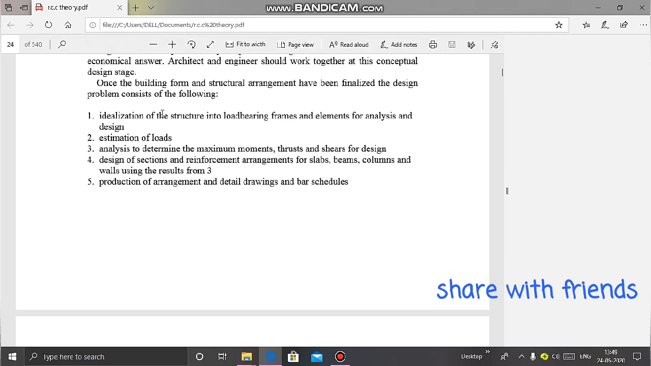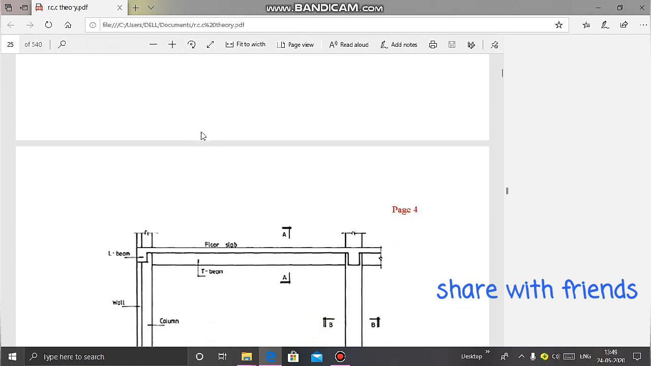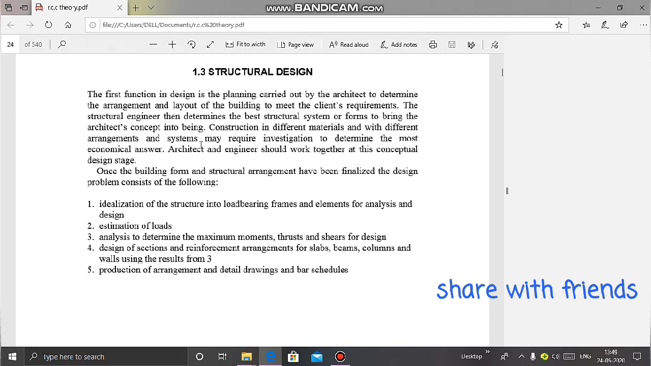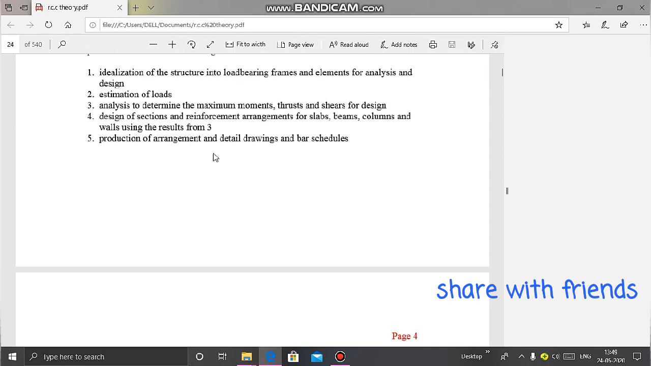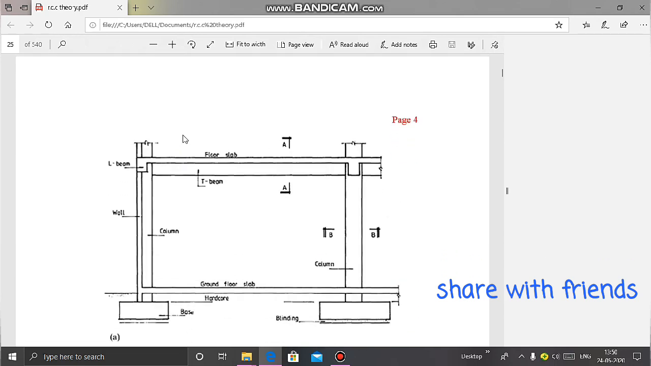Now, mainly once the building form and structural elements have been finalized, the design problem consists of the following. These are structural design steps. First, idealization of the structure into load bearing frames and elements for analysis and design. Second, estimation of loads. Third, analysis to determine the maximum moment, thrust and shear for design. Fourth is design of sections and reinforcement arrangement for slabs, beams, columns and walls using results from point 3. Fifth, production of arrangement and detailing drawings and bar schedules.